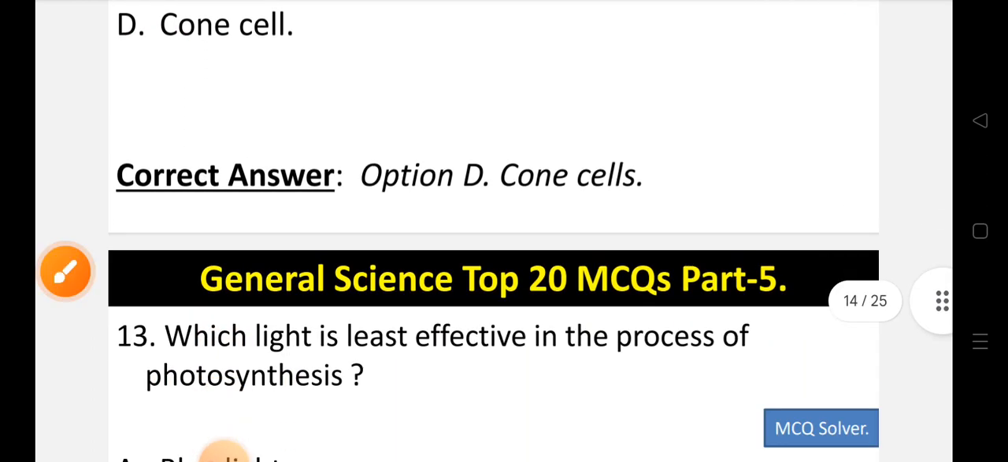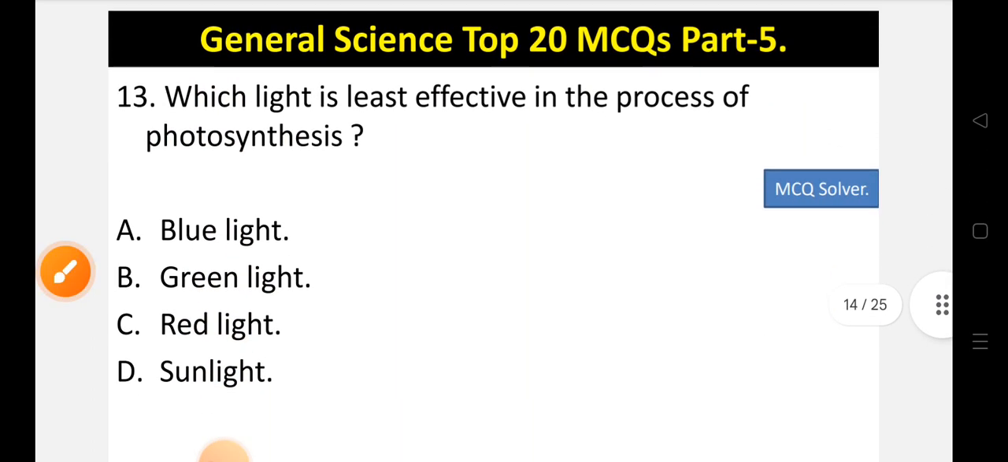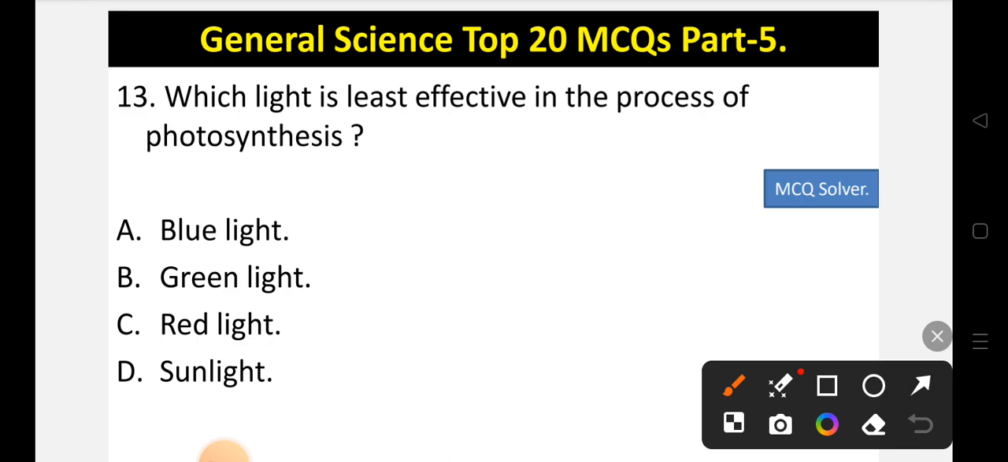Now let's move to question number 13. Which light is least effective in the process of photosynthesis? So among the following, the correct option will be option B, that is green light. So green light will be least effective in the process of photosynthesis.